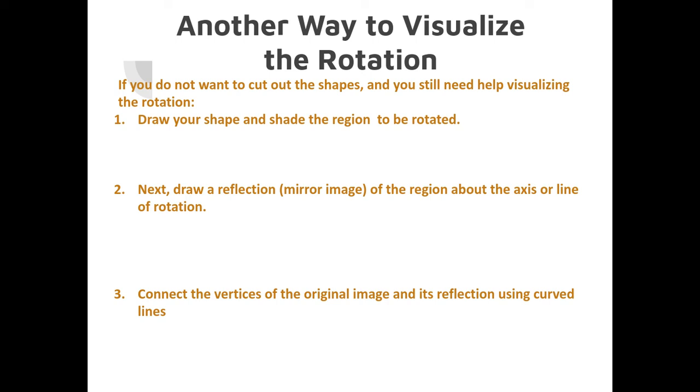Step one: draw your shape and shade the region that you want to be rotated. Just like this. So let's take that right triangle. Here's a right triangle and we shade it in.